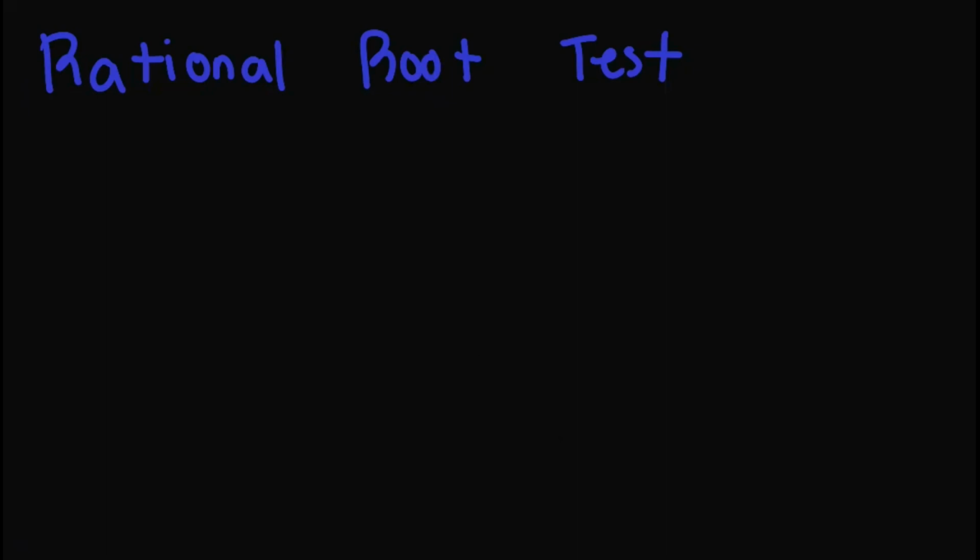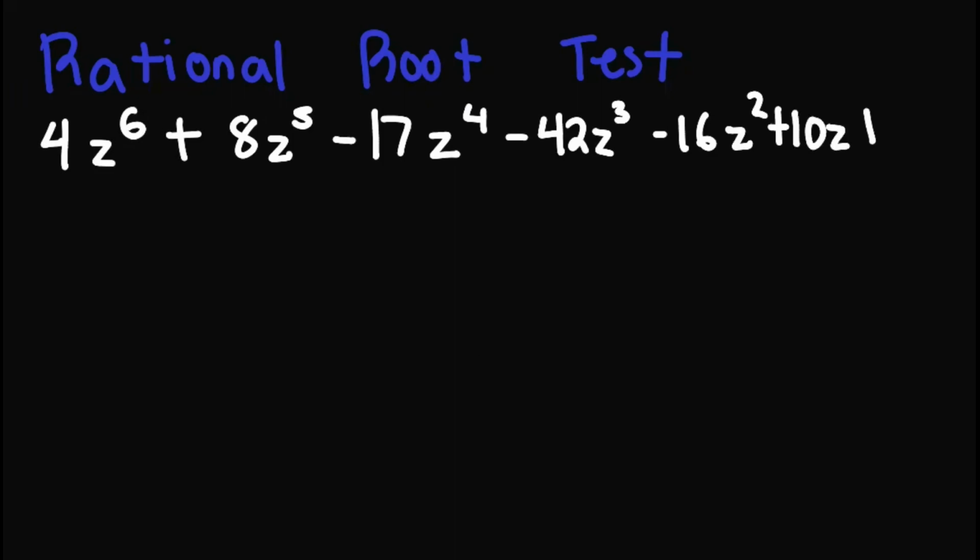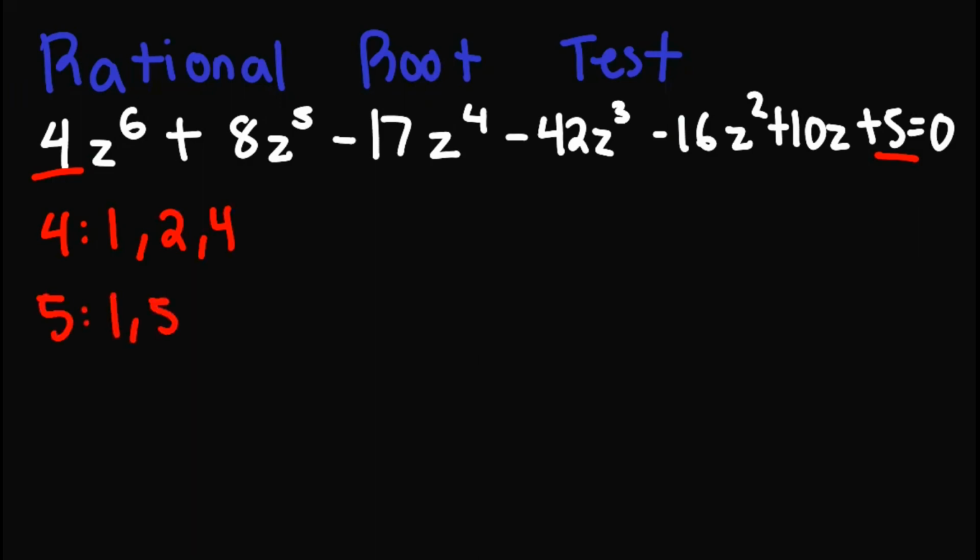Let's have this final example. Let's have 4z^6 plus 8z^5 minus 17z^4 minus 42z^3 minus 16z squared plus 10z plus 5 equals 0. Checking the leading coefficient and the constant, the factors of 4 are 1, 2, and 4. For 5, that is simply 1 and 5. So again, the factors of the constant represent the p, or the numerator. The factors of the leading coefficient represent the q, or the denominator.